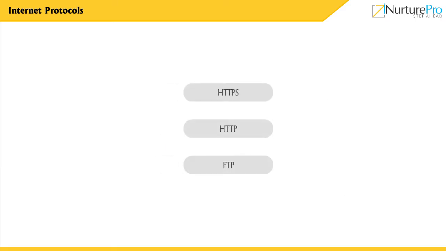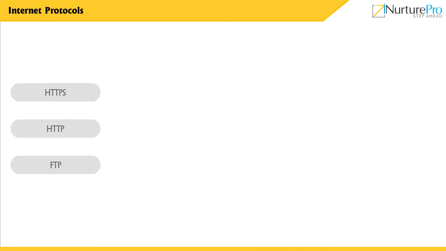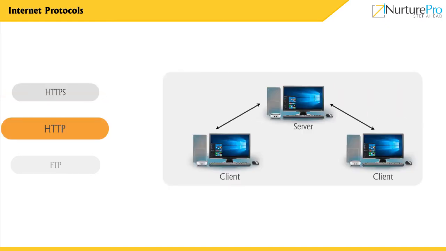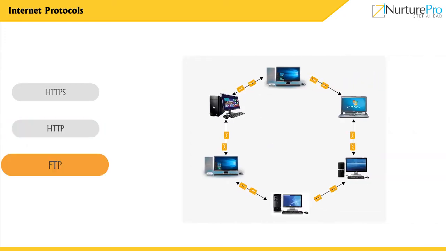Here are the three most common TCP/IP protocols used for communication on the Internet. HTTPS protocol functions between client and server. It is used for sending private data from a client to a web server. HTTP protocol is also used between client and server for non-secure data transmissions. FTP protocol works on multiple computers at the same time for sending or receiving data.